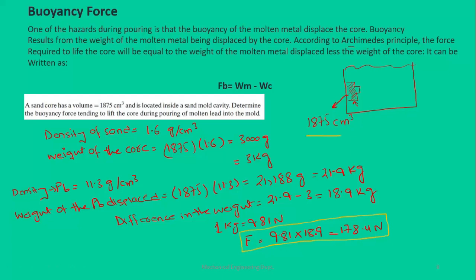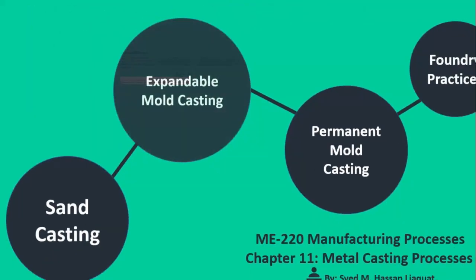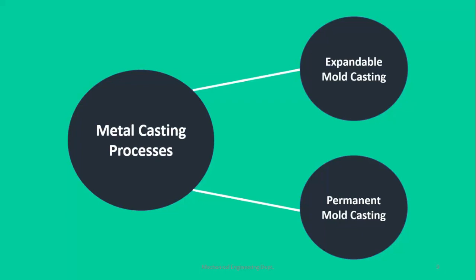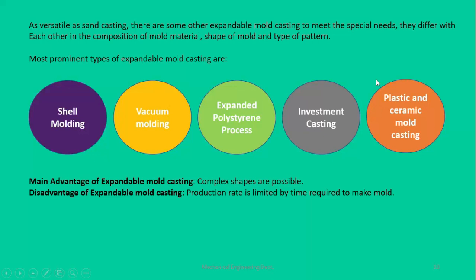So this was the end of sand casting, and now we'll begin with some other types of expandable mold casting. As versatile as sand casting is, we know that it is versatile in terms of the geometry that can be designed, because it can cast complex geometries, and almost any metal that can be melted can be cast using the sand casting method.